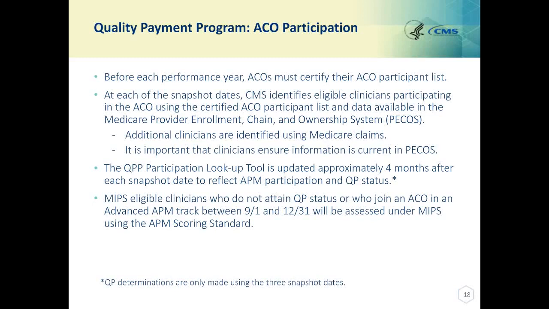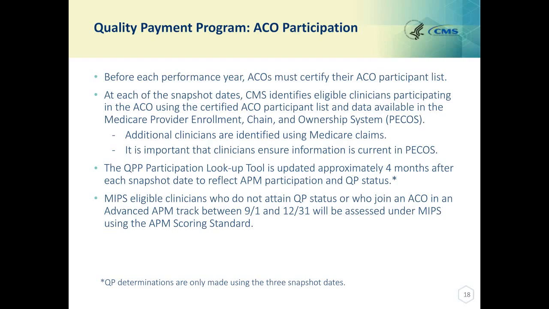So now we'll take a look at how ACO participation is determined for the eligible clinicians. As a part of the Shared Savings Program, ACOs must certify their ACO participant list before the performance year begins. At each of the snapshot dates, we identify eligible clinicians participating in each ACO using the Certified ACO Participant List and the data available in the Medicare Provider Enrollment Chain and Ownership System, otherwise known as PECOS.